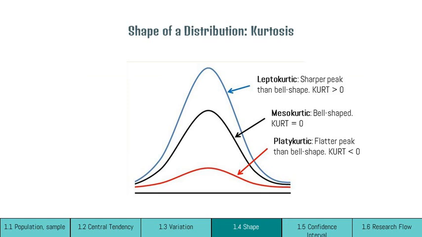Leptokurtic means it has a sharper peak than bell shape, with kurtosis stat more than 0. Mesokurtic is your bell shape, with kurtosis stat equal to 0. Platykurtic means it has a flatter peak than bell shape, with kurtosis stat less than 0.